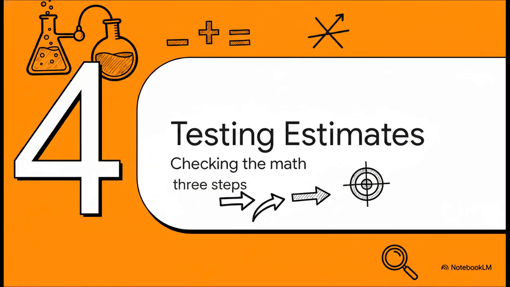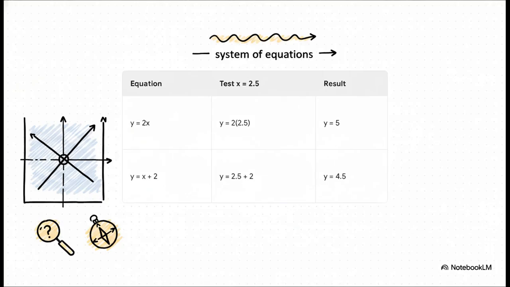Let's actually put this to the test in Section 4, Testing Your Math Estimates. Time to head into the lab and look at some concrete evidence. Okay, look at example 1. Imagine two lines intersecting slightly between the coordinates (2, 4) and (3, 5). We estimate the intersection is around x equals 2.5, y equals 4.5. Our equations are y equals 2x and y equals x plus 2.